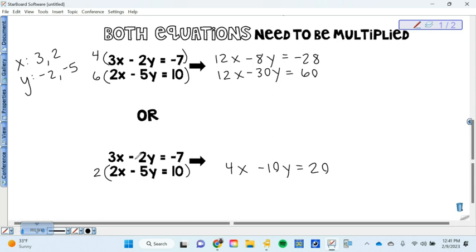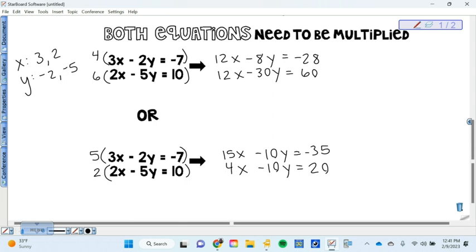What would I multiply my top equation by? 5. Why 5? Because 5 times 3x is 15x. 5 times -2y is -10y. 5 times -7 is -35.